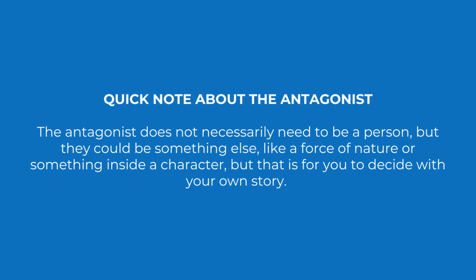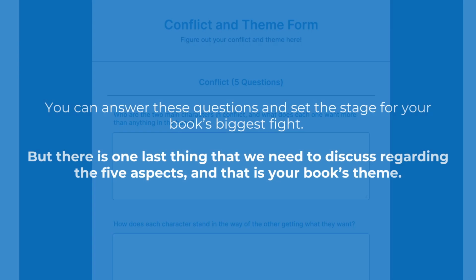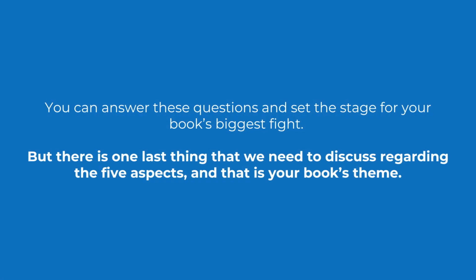The antagonist does not necessarily need to be a person, but they could be something else, like a force of nature or something inside a character. But that is for you to decide with your own story. To help you with this, you can develop the conflict in the 5 questions in the worksheet below about the conflict and theme. You can answer these questions and set the stage for your book's biggest fight.